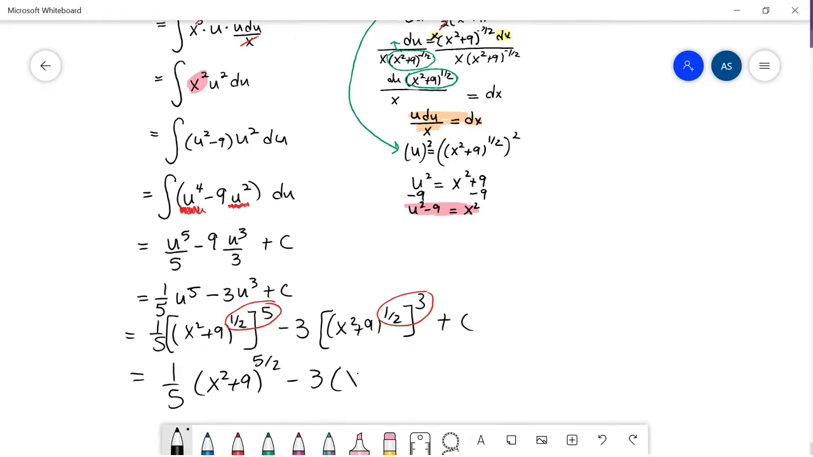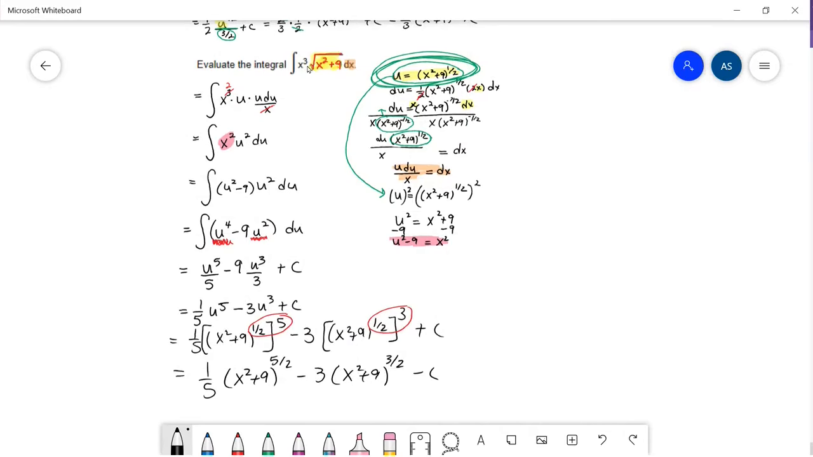So this is a very challenging substitution problem, mostly because you're using something for u that is not just what is inside a parentheses. Let me know if you have questions.